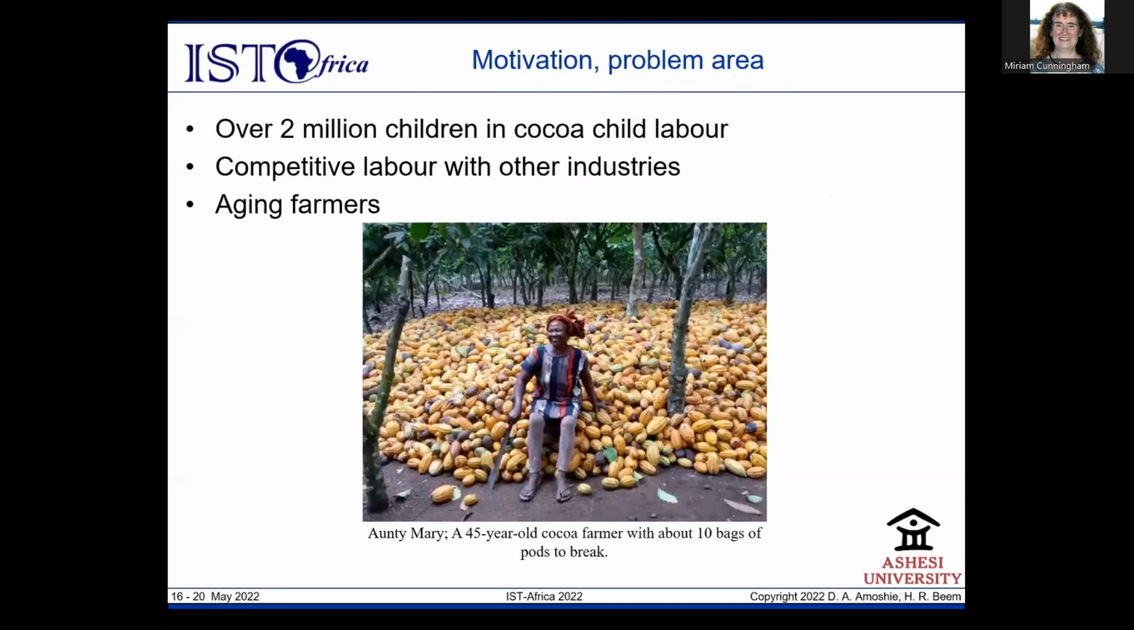Regardless of the high demand for cocoa, many stages of cocoa production still rely on manual methods. Cocoa pod breaking is a crucial step in cocoa processing, and its over-reliance on manual methods has remained unaddressed for farmers. This dependence on manual methods has been reported to have involved over 2 million children in farm child labor in West Africa, directly impacting their health and education. Competitive labor with other industries is another problem associated with cocoa production, leading to shortage and high cost of labor. Aging farmers is another problem associated with the cocoa industry.